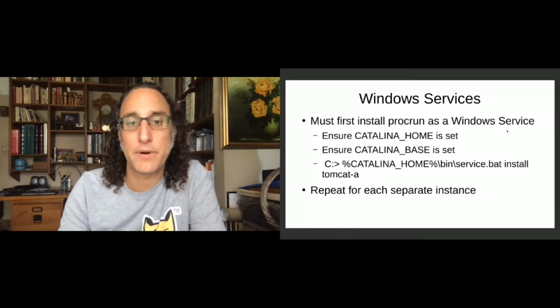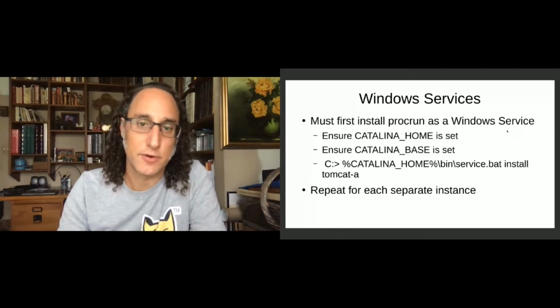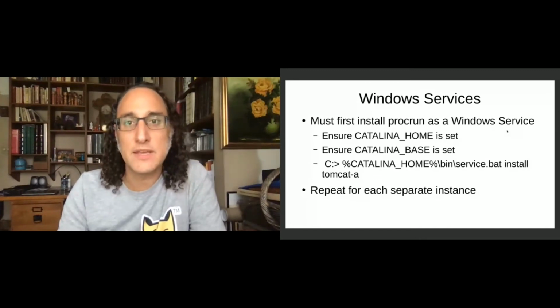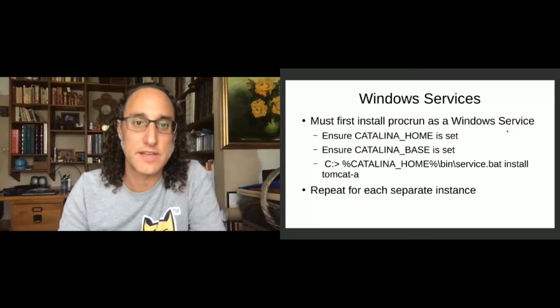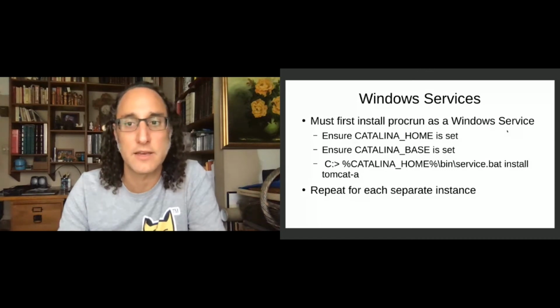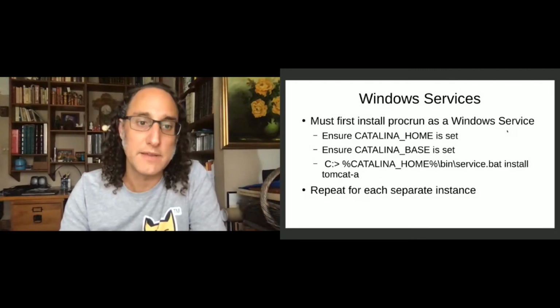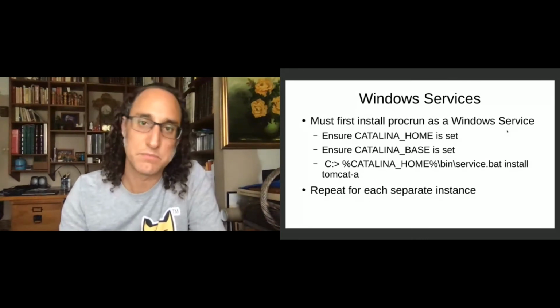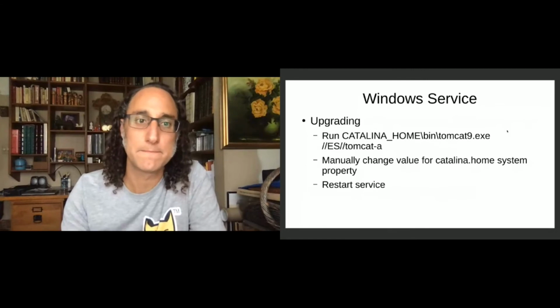So you can repeat that process for each instance. For example, if you wanted to install Tomcats A and B as Windows services, you would follow the same process here, setting Catalina home to the unzipped distribution of Tomcat. You'd set Catalina base to your Tomcat B, and then you would run service.bat install Tomcat B. And you can do that pretty much as many times as you'd like to do it.